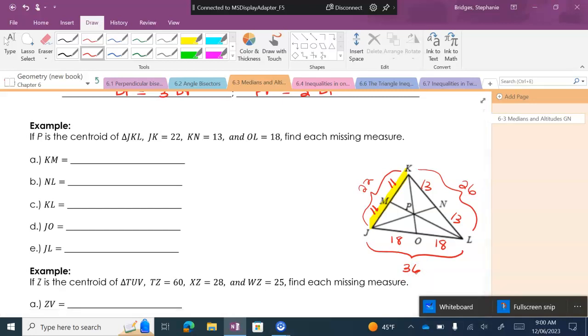What I want you to do is go through and answer any question, all of those questions if you can. Answer whichever ones you can. Tell me what the length of KM is. Tell me what the length of NL is. KL, JO, and JL. Okay. Knowing that P is the centroid lets me know that all of those segments, segment KO, segment JN, and segment LM, are medians, which means M, N, and O are the midpoints of the sides. That's why it's important for you to know which ones go with what here.